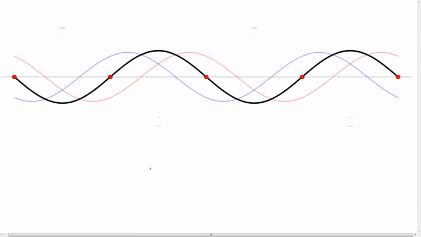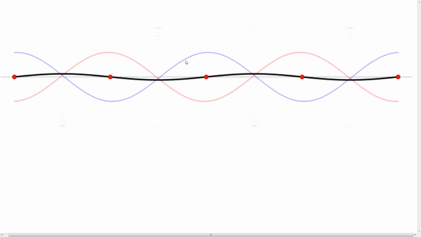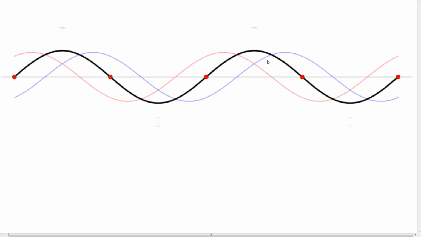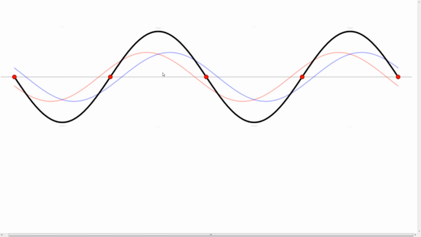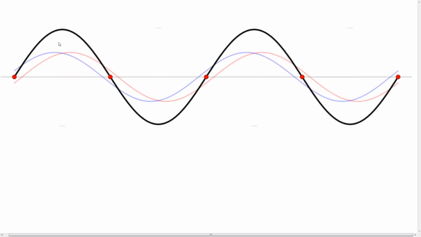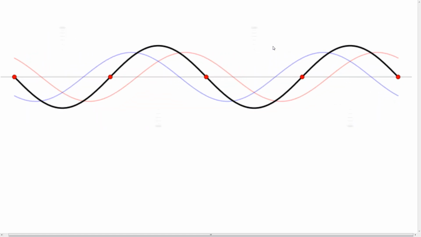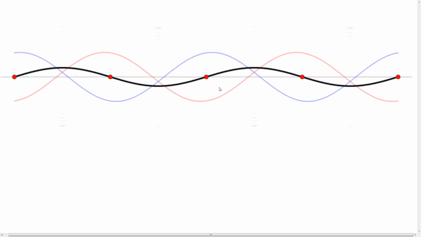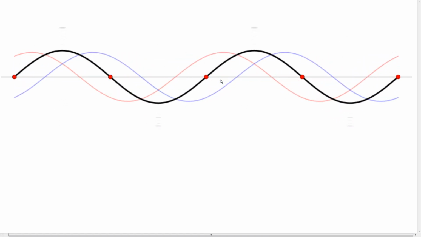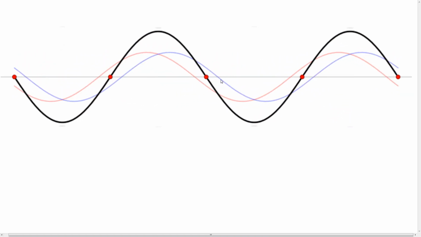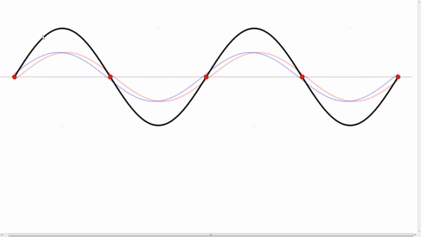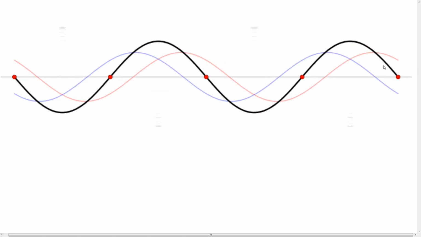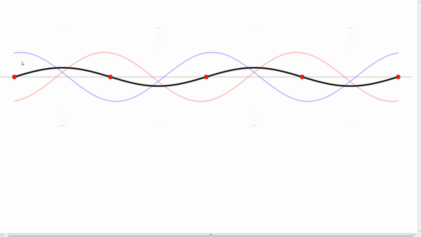And we can see what this looks like when it's animated. Here we've again got the blue and the red waves travelling in opposite directions. And you can see that we've got the black wave, and it's oscillating in this manner. The black wave isn't moving left or right, it's just moving up and down. And so this black wave is what we see. This black wave is the stationary wave.